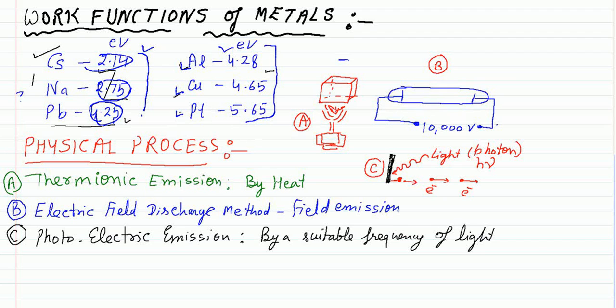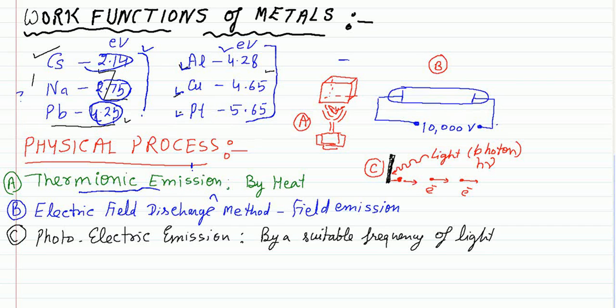Now the point is, how many processes are available by which one can eject electrons from metal surfaces? Number one is the thermionic emission process. By suitably heating, sufficient thermal energy can be imparted to the free electrons to enable them to come out of the metal.